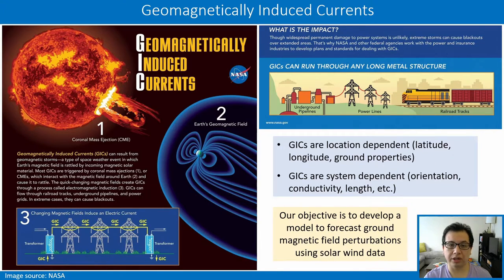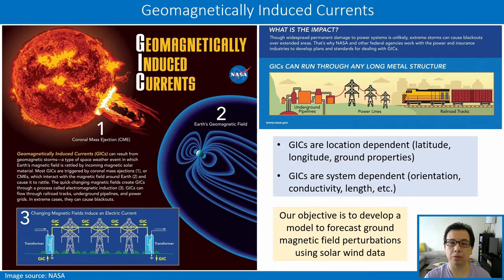GICs are, of course, a complex problem. Their occurrence depends on the solar wind strength, the magnetospheric response, the propagation of those disturbances through the ionosphere and into the ground, the location, this is latitude, longitude, the effect of the conductivity of the ground, and the particularities of the system being affected, including the orientation, length, among others.